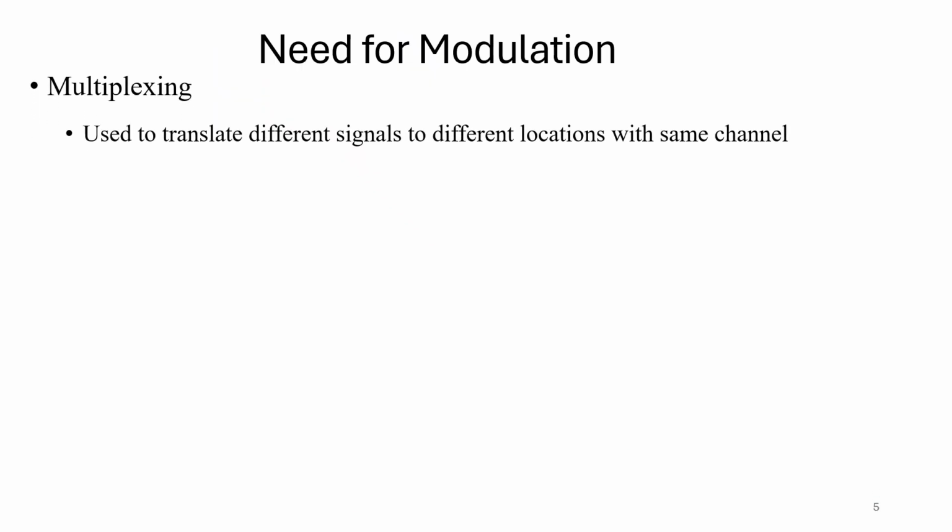One more application is multiplexing. This is also one of the important reasons behind using modulation. So what is multiplexing? It is used to translate different signals to different locations within the same channel.